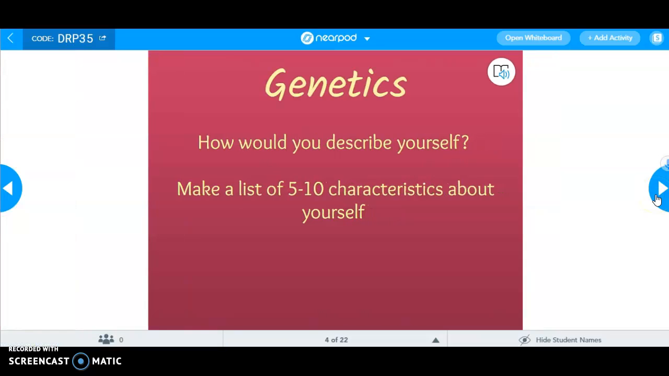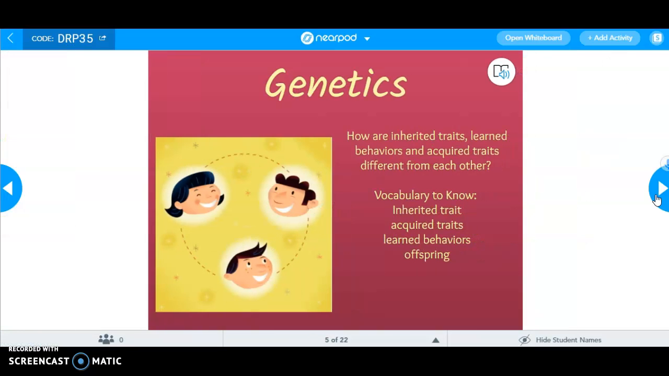And that's an extremely important thing for us to know. So when we're looking at genetics and you're thinking about ways that you might describe yourself, someone might say, I've got brown hair, blue eyes, and I'm very funny. Well, two of those three things can be directly related to your parents. Your hair color and your eye color are things that are inherited from your parents. That is genetics. If you are funny and you like to wear very bright clothes or something, those are going to be things that are acquired. That's from your environment.